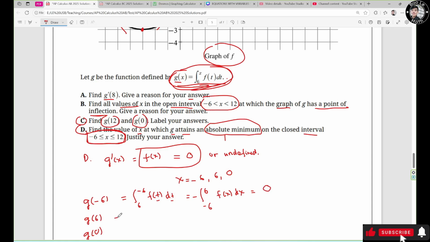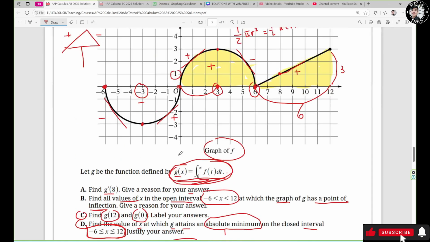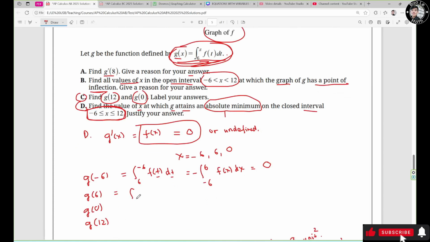Now g of 6 is going to be the integral from 6 to 6 of f of t dt. So it's the integral from 6 to 6 of f of s ds, right? Now this has the same bounds, so the answer must be 0. Remember, you have the formula, the integral from a to a of f of s ds always equals 0. So keep that in mind.